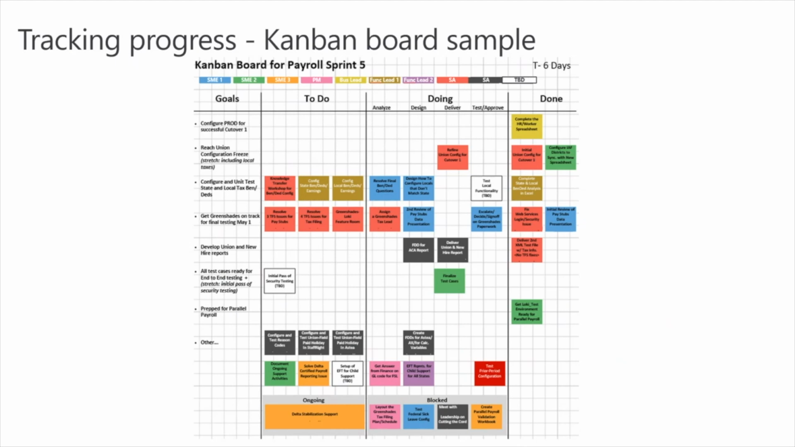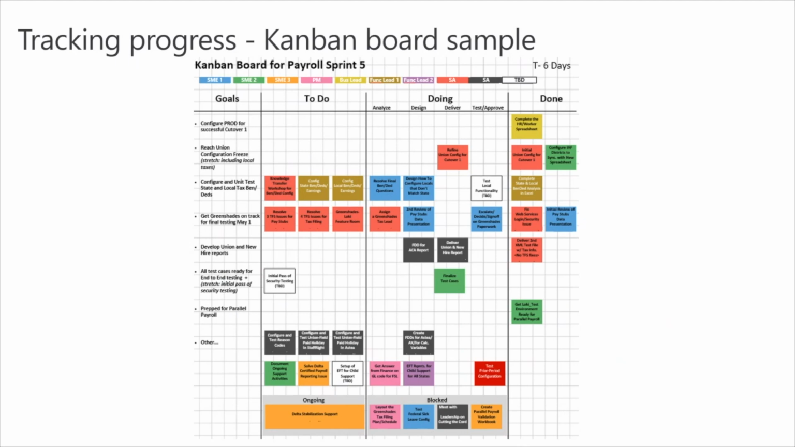Here's a Kanban board example. This is from a real project. It's very visual. On the left-hand side, you've got the goals, so this is the backlog expressed in business terms. And underneath that, there may be other tasks that are defined. If you look horizontally, those are the tasks that are involved in the delivery of that business goal.